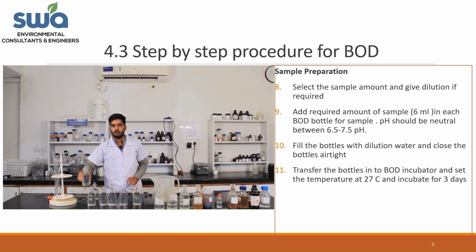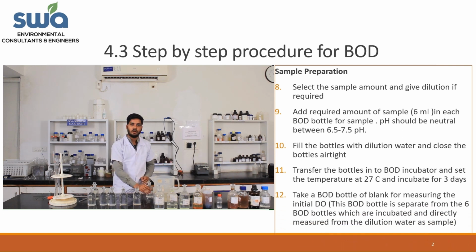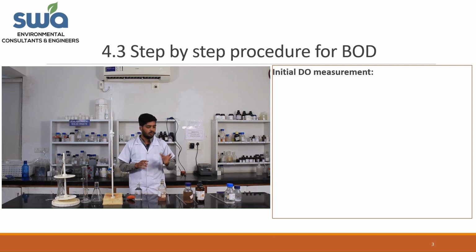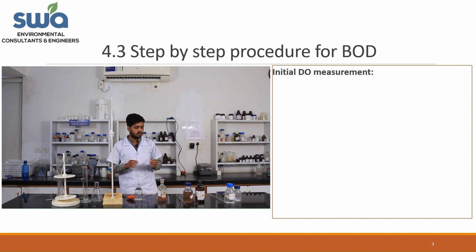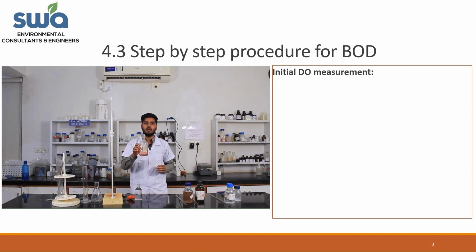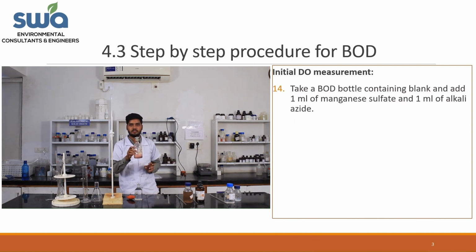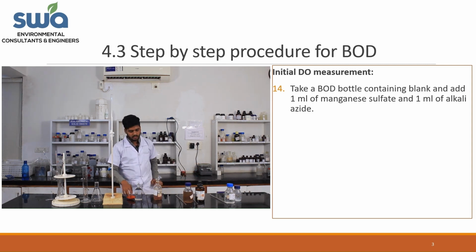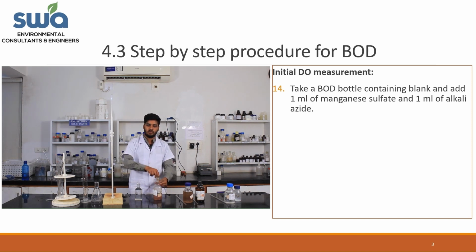We will just take one bottle to measure the initial DO. So let's move to the measurement of initial DO in the blank sample. To measure the DO, we have to add some reagents. First we add 1 ml of manganese sulfate, MnSO4. After that we add 1 ml of alkali azide, and after that concentrated sulfuric acid. So let's add all the reagents one by one.